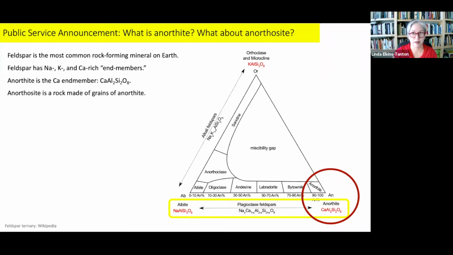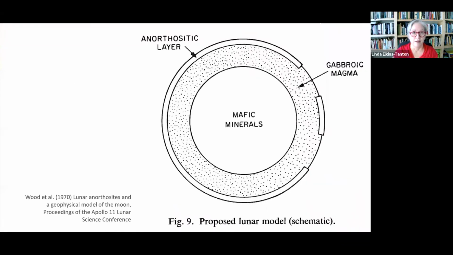Anorthosite, for that matter, is a rock made of grains of anorthite. And so this is what John Wood and his colleagues found. They found grains of anorthosite. In other words, pieces of rock that were made up of many grains of anorthite, the calcium-rich end member of feldspar. Okay, so back to John Wood.